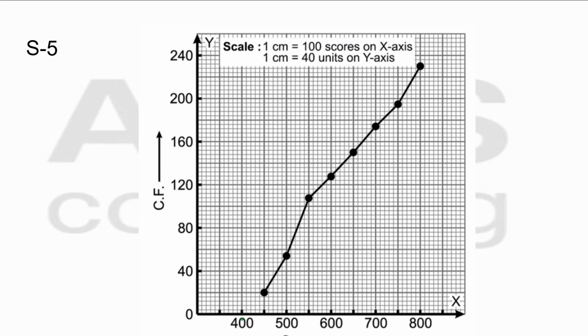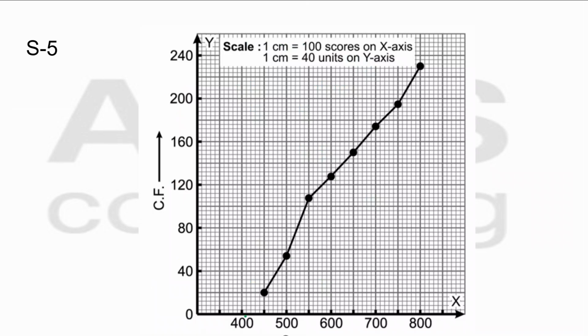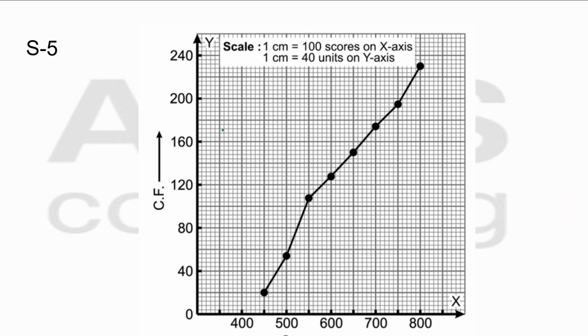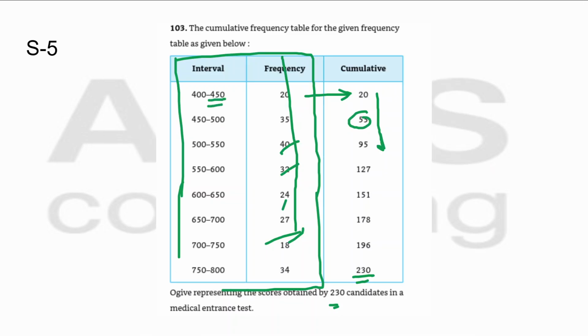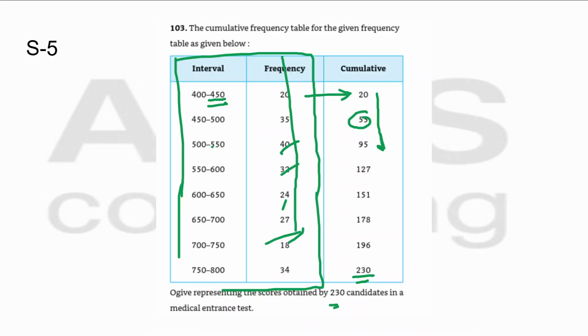So here if you see 400, 500, etc. So the midpoint of the data. For example, 20 is there. Take the midpoint. 400 and 500, midpoint is 450. 450 and this one will be your 20. Sorry, you have to take the upper limit. So you have to take the upper limit and the data. 400 to 450, so take the upper limit. 450 will be 20, and 500 will be 55.